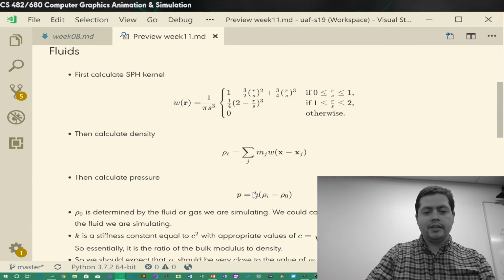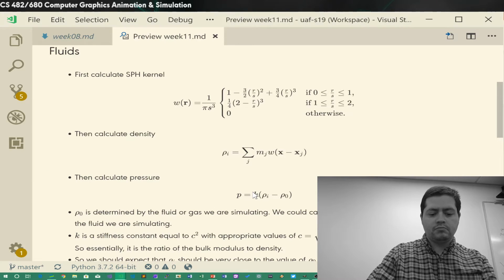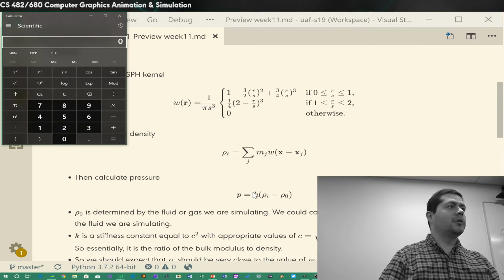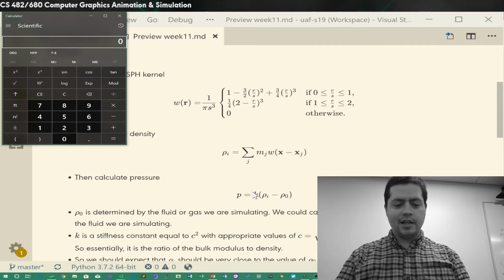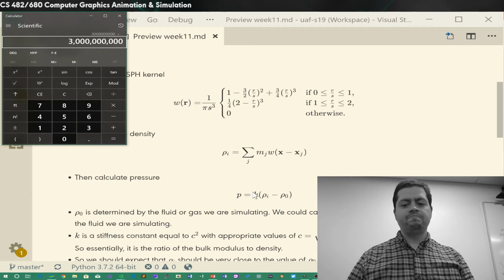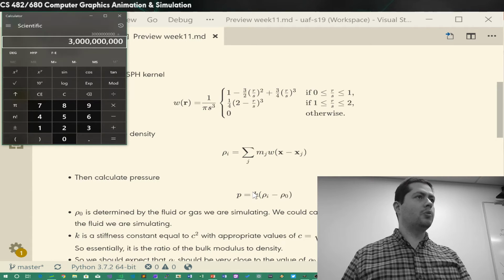Let's do the calculator. No, it's not a small number. It's a really big number. It's a really huge number. We type in thousands, millions, billions. And we divide that by, I don't know, let's go with rubber or water.